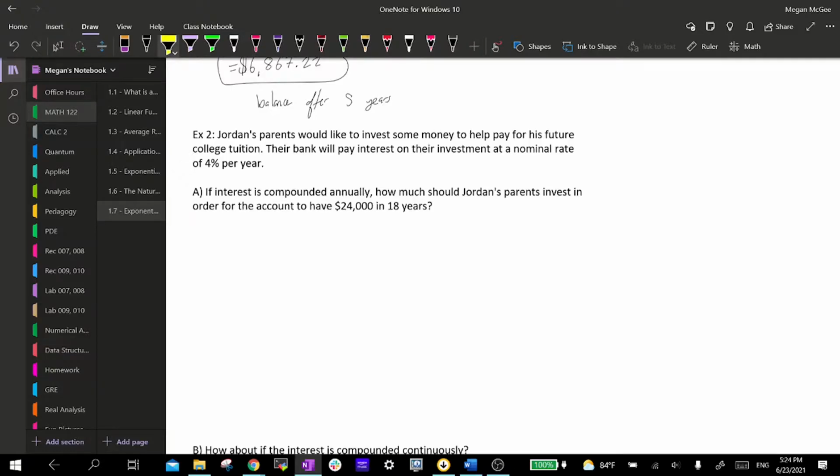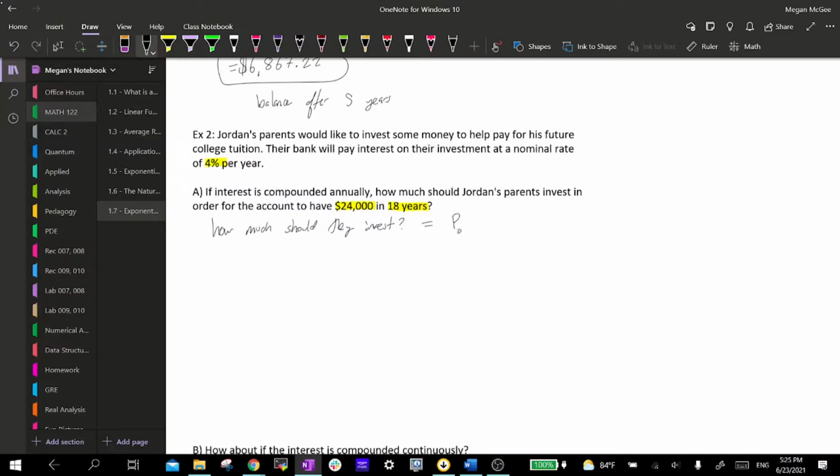All right, let's highlight the important things again. So we have 4% is our rate, and Jordan's parents would like to have $24,000 in 18 years. They want to know how much should they invest. Well, this is our P naught. This is our initial investment. Okay, so we need to find that out. We're going a little bit backwards in this case.